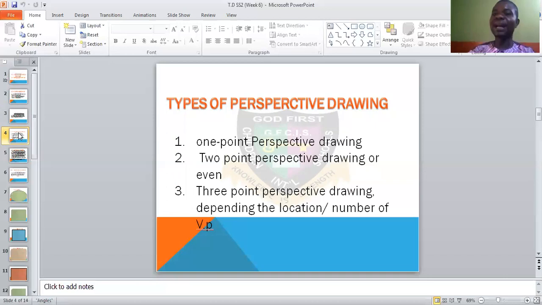1-point perspective drawing has 1 vanishing point. You will understand what I mean by vanishing point very soon while we're going further. 2-point perspective drawing has 2 VP. It is not vice principal. This is vanishing point. 2-point perspective drawing has 2 VP. Then 3-point perspective drawing has 3 VP, as the case may be. We are starting with the 1 point first.